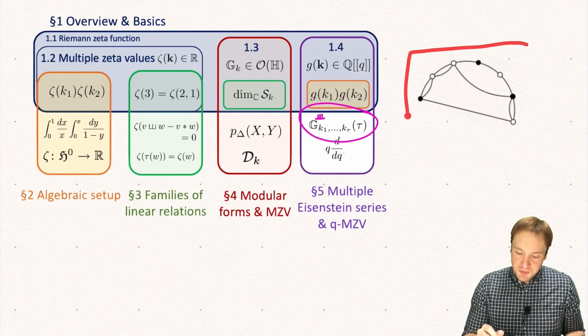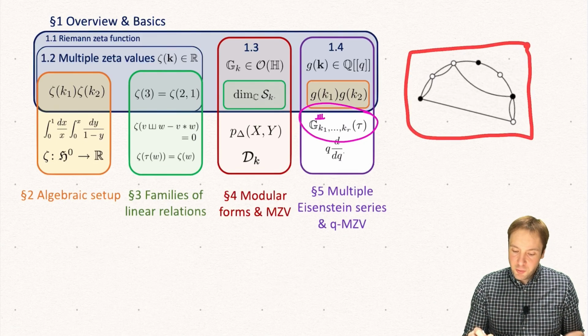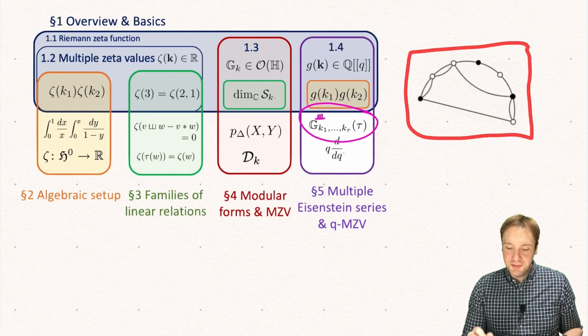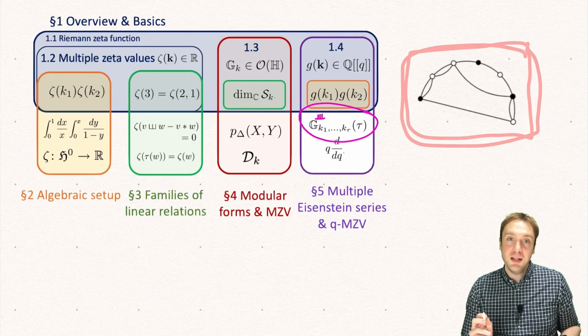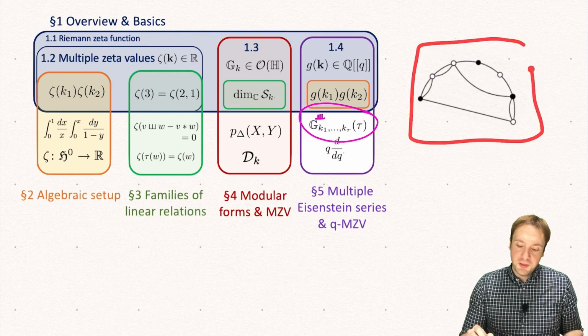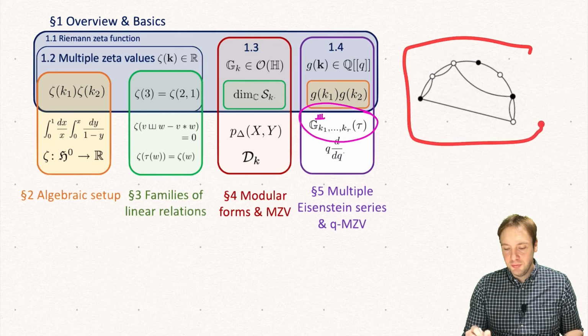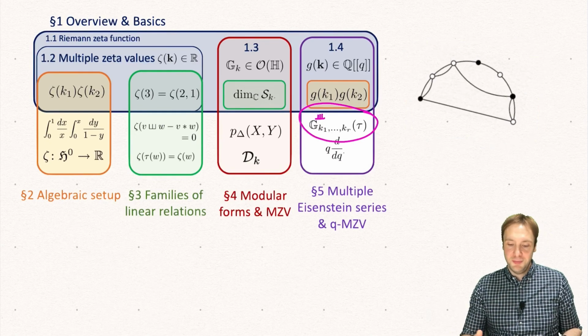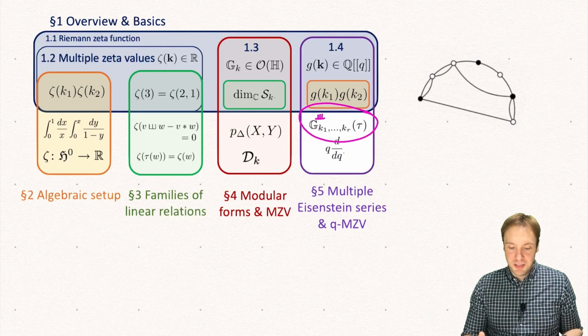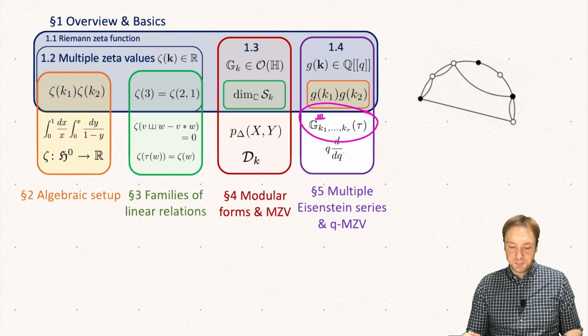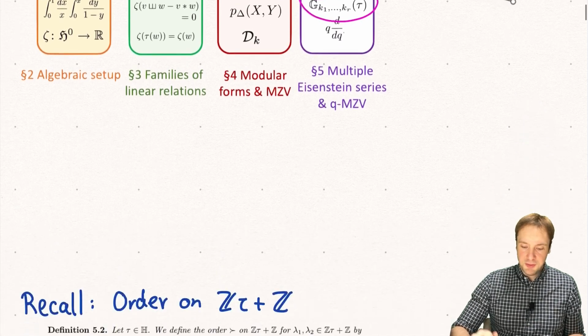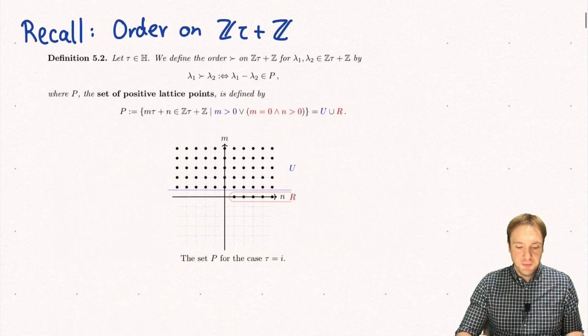And what we will do is we will calculate this coproduct by considering these types of diagrams you see here. And then for a group of diagrams, we can also associate to this a part in this calculation of the Fourier expansion we did last time. Okay, but first let's recall the definition of multiple Eisenstein series.